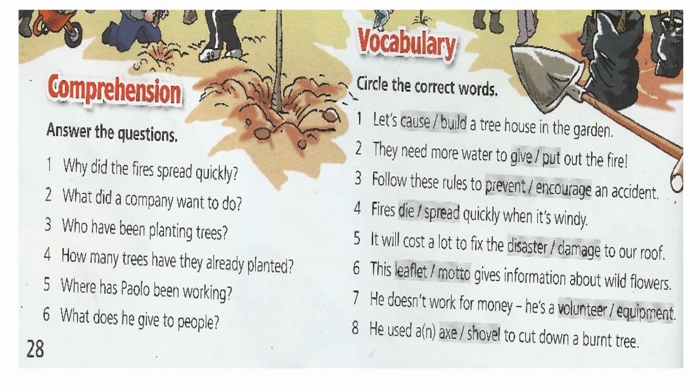Vocabulary. Circle the correct words. 1. Let's build a tree house in the garden. 2. They need more water to put out the fire. Put out is a phrasal verb which means to stop something from happening.